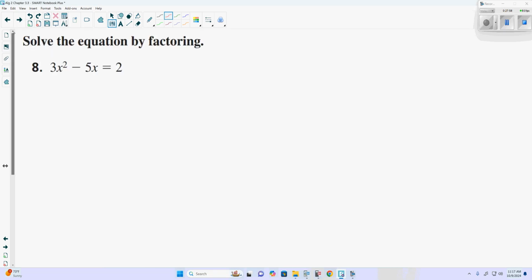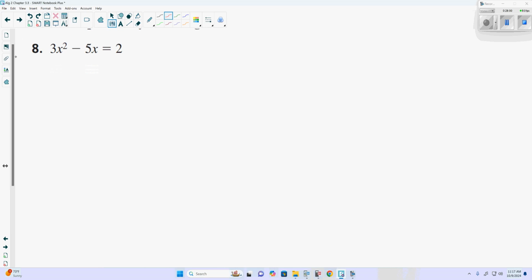Three x squared minus 5x equals 2. If we're going to solve this by factoring, we need to get this equation equal to 0. So we can subtract 2 from both sides, because on the right-hand side, our 2 minus 2 would give us 0. On the left-hand side, since there are no like terms, we have 3x squared minus 5x minus 2 is equal to 0.